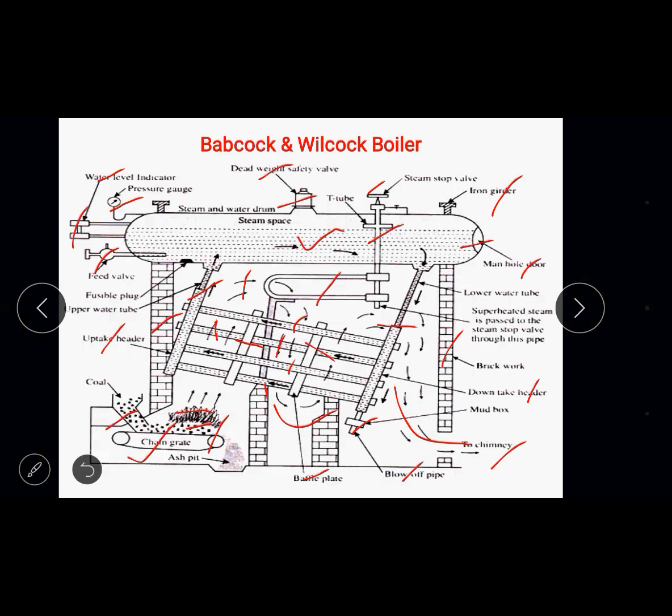So in the next slide, we will have an animated video on this Babcock and Wilcox boiler, so it will give a better idea. Let us see whether the video will play or not.